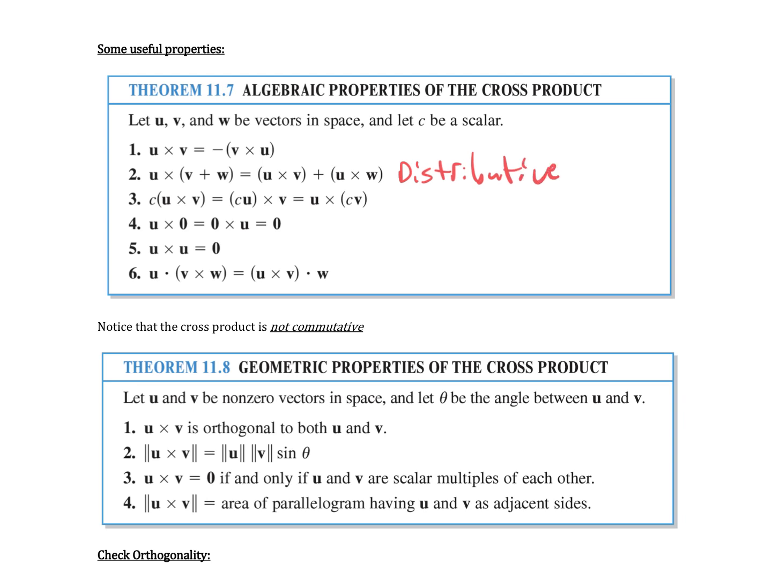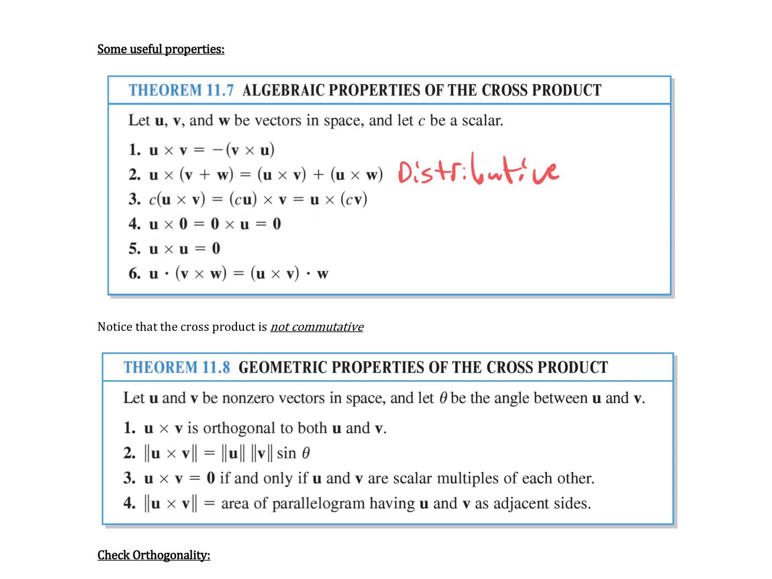Okay. We have the associative property here with a scalar. So C, a scalar, times U cross V is C times U cross V, or U cross C times V. If we cross U with a 0 vector, that is equal to 0 times U, I should say, which is the 0 vector. And U cross U is also 0. Okay. And if we take the dot product of U with V cross W, then that's U cross V times the dot product of W.